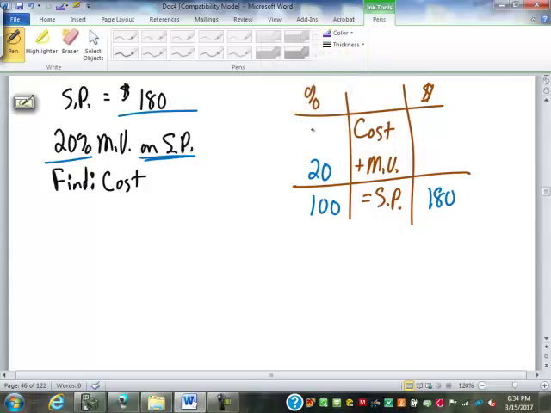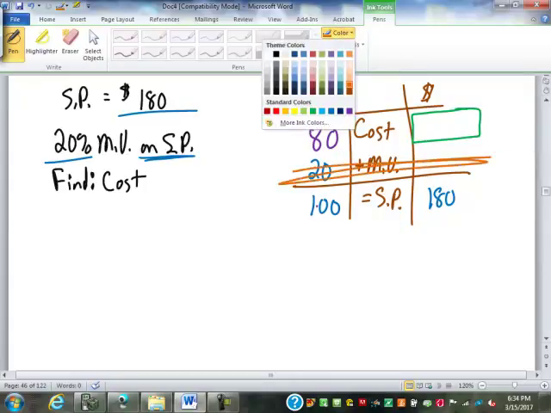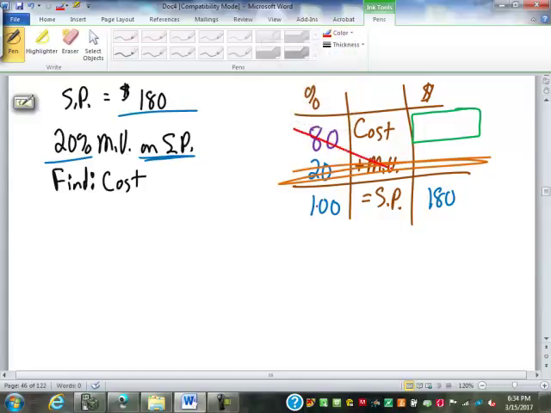So what goes for the cost here on the percent side? 80, good. 100 minus 20 makes 80. Because those two, the cost and the markup must add up to the selling price. So 80 plus 20 equals 100. We are looking for the dollar amount of the cost. So 80 times 180 divided by 100 is going to be 144 is the cost.